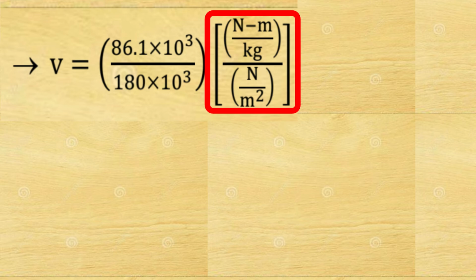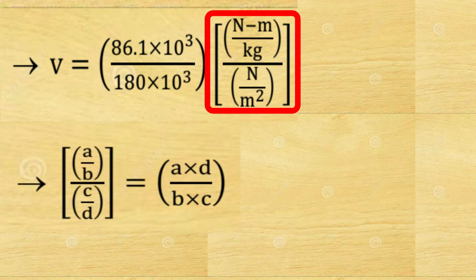formula, and the formula is A by B whole divided by C by D is equal to A into D whole divided by B into C. So similarly, Newton meter per kg whole divided by Newton per meter square will be Newton meter into meter square whole divided by kg into Newton.